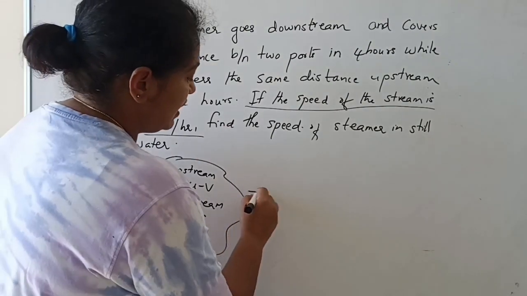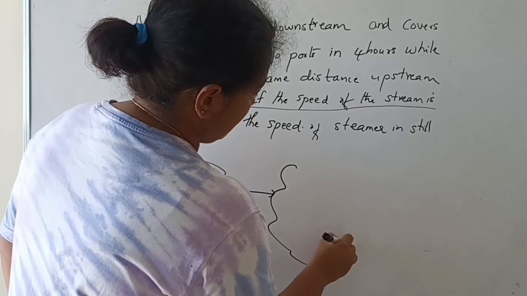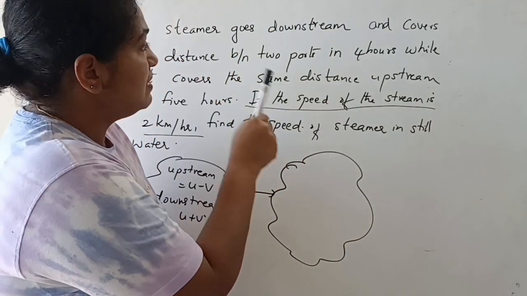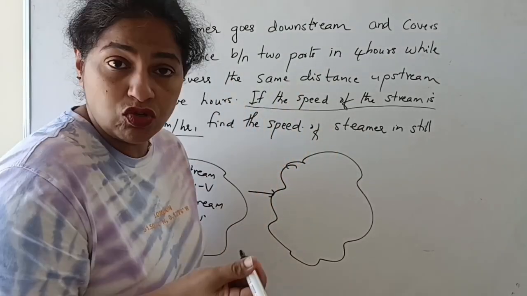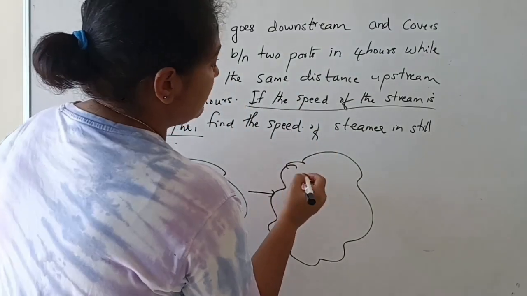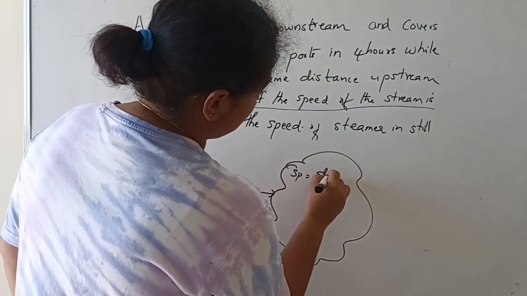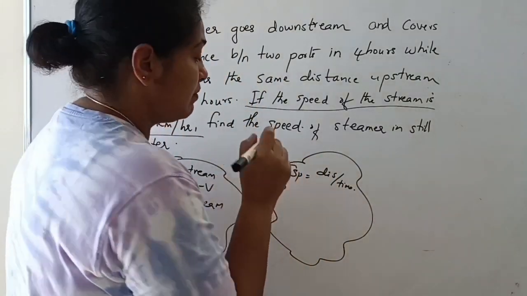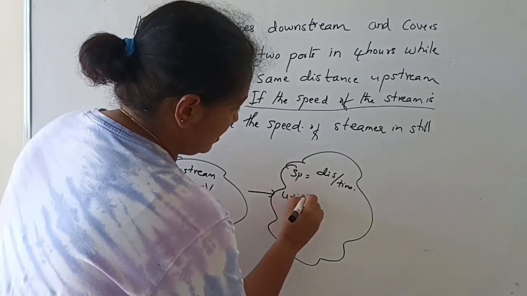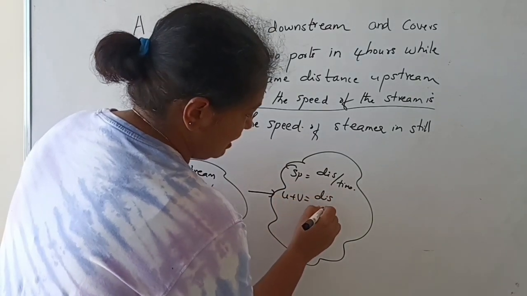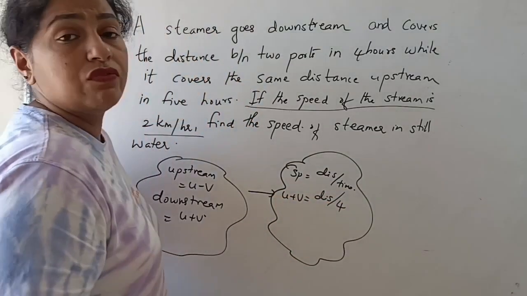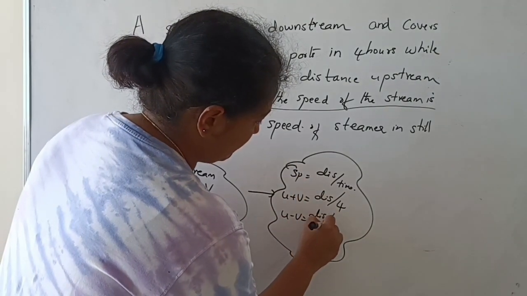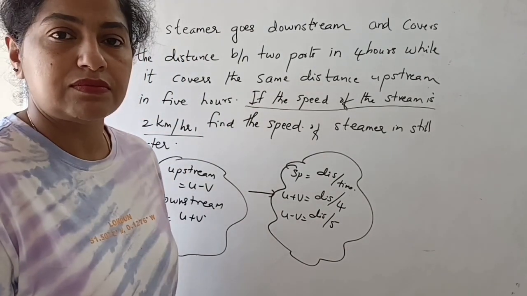Okay. Now we have our natural progression, which says that the steamer covers the distance between two ports in 4 hours downstream. So we also know that speed is equal to distance by time. So what is my downstream speed? My downstream speed is u plus v is equal to distance between the ports divided by time, which is 4 hours. Upstream is distance between the ports divided by 5 hours.